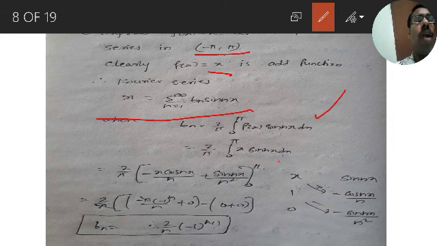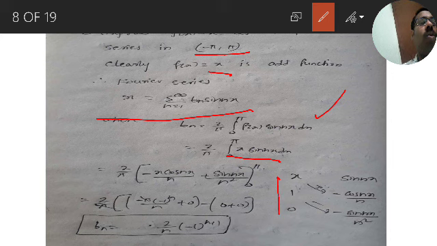So, Bernoulli's rule, product of two functions x into sin nx. x is an algebraic function, sin nx is a trigonometric function. As per the ILATE rule, x comes first and sin nx comes next. Therefore, x is the first function, sin nx is the second function. Now, x derivative is 1 and the derivative of 1 is 0; the integration of sin nx is minus cos nx by n, and further integration is minus sin nx by n square.